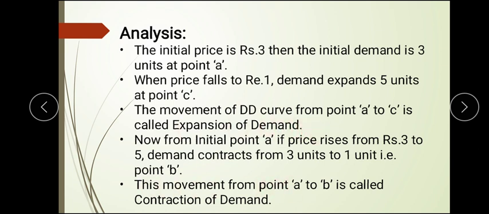Here remember that other variables, other factors, are constant. The other determinants, that is income, taste, preferences, prices of related goods, future expectations, are all constant. Only price is varying. That's why expansion and contraction of demand has been shown to us.